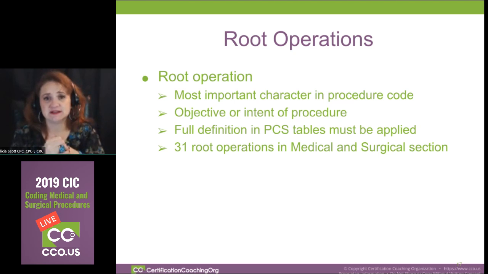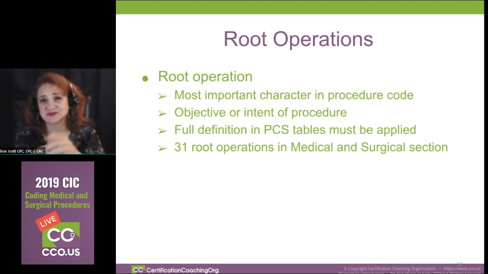This truly is the most important part of the code when you're building your code. It's pretty easy to know that you're in med surg, and that's always an O. How easy is that, right? It's pretty easy to understand that you're going to be in obstetrics, or chiropractic. That first character is easy.